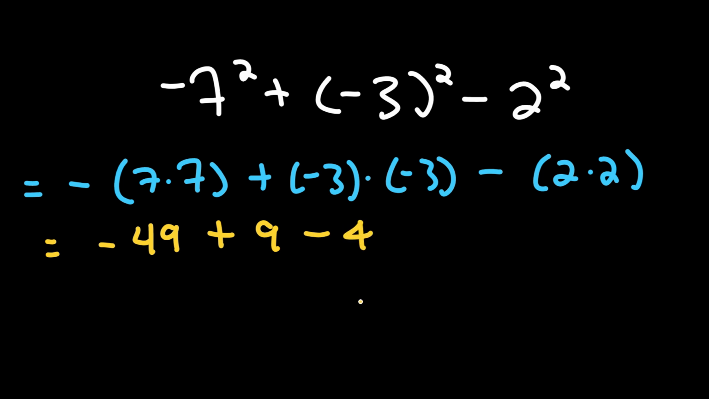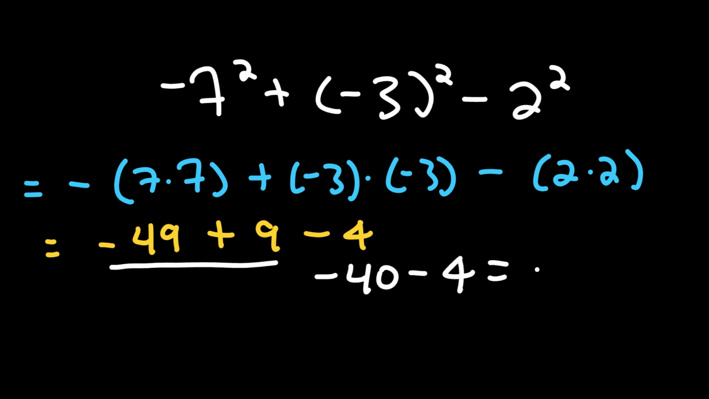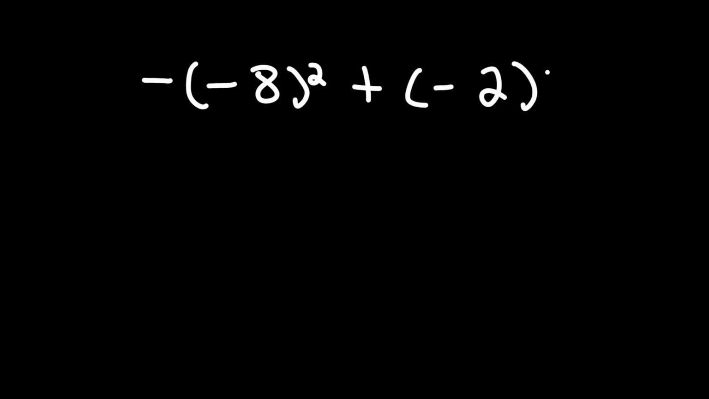Let's go ahead and solve negative 49 plus 9. Negative 49 plus 9, we will subtract, and we will be left with negative 40, minus 4, which will be equal to negative 44. Alright, now pause the video and try to solve this problem by yourself. And at the end, let's compare our answers and see if we get the same answers.